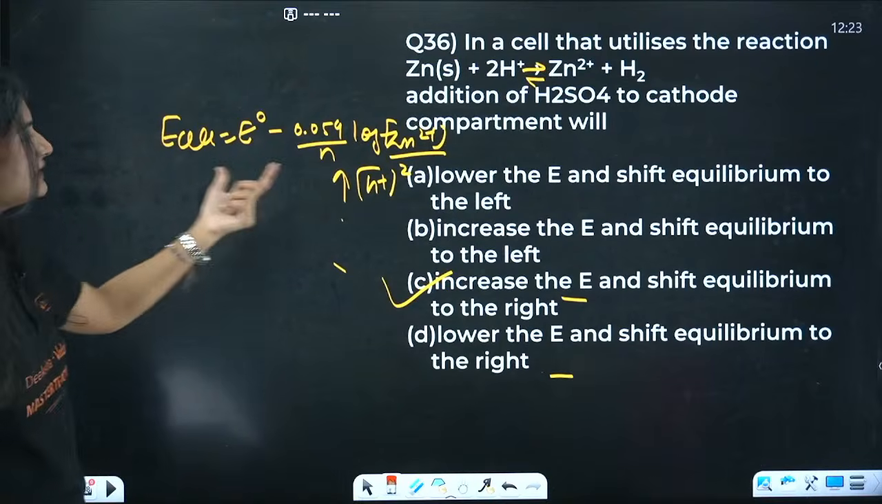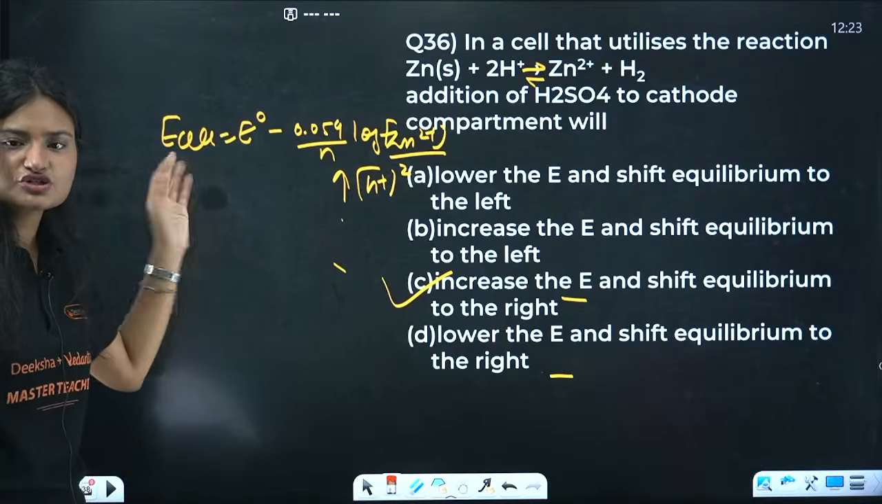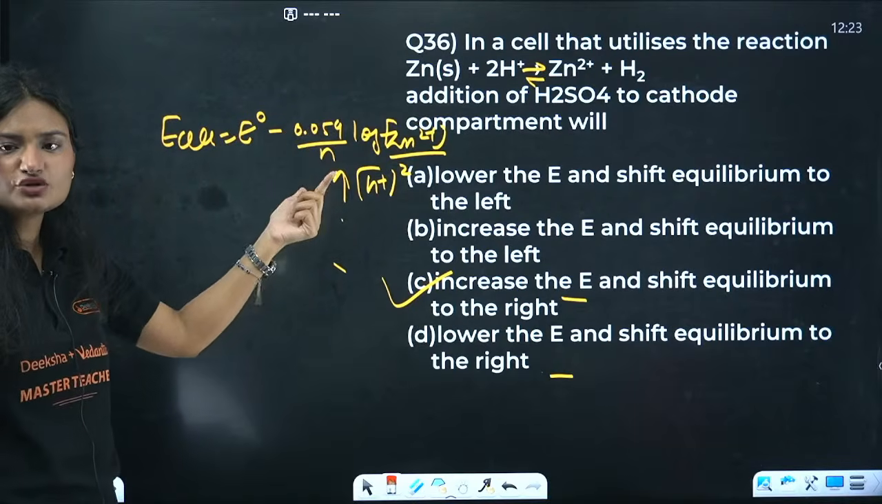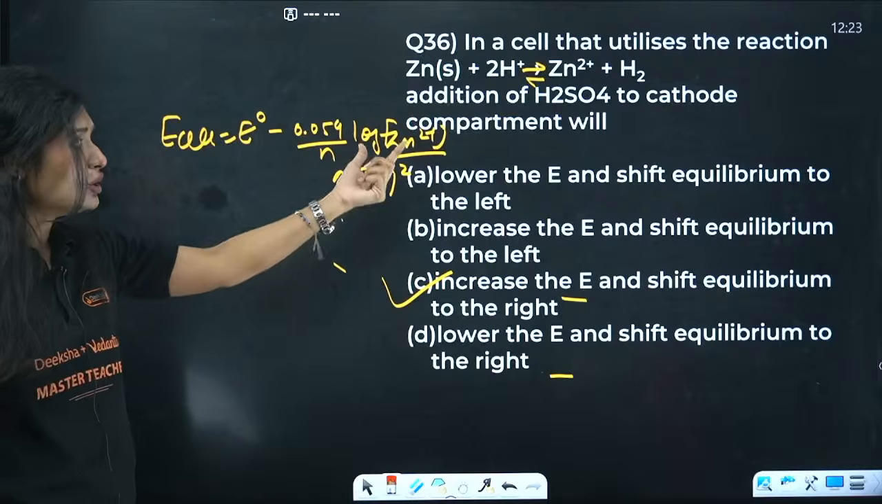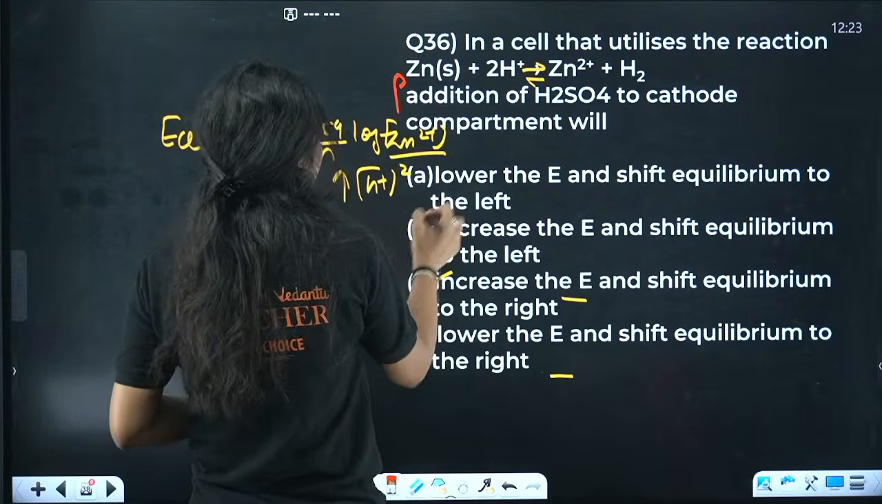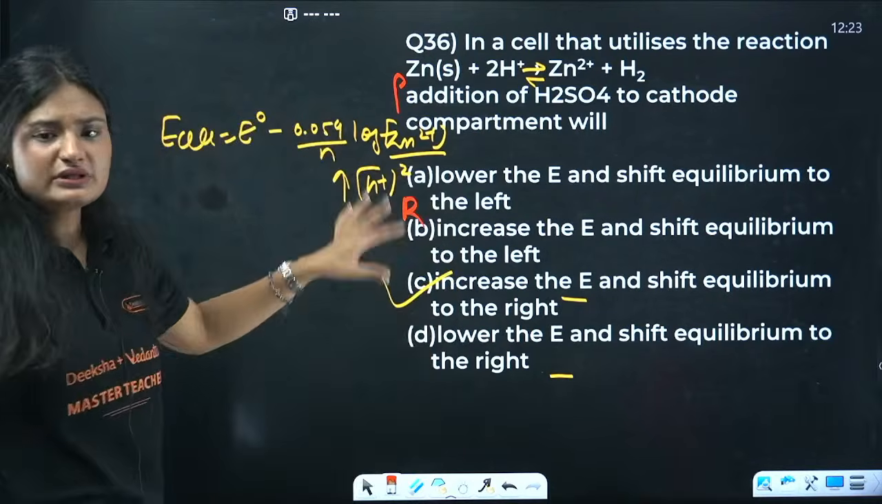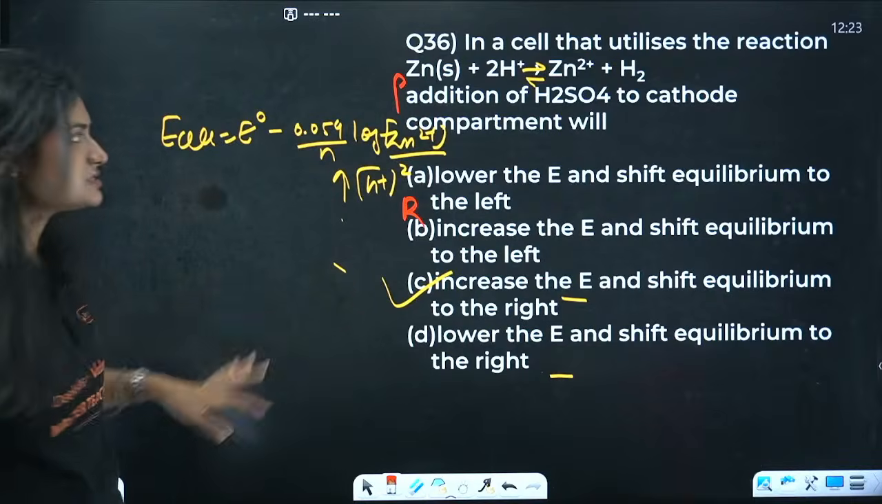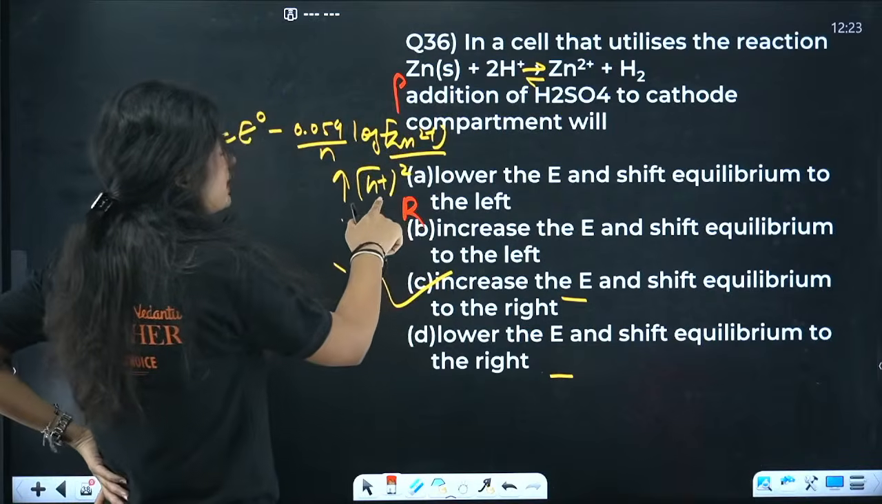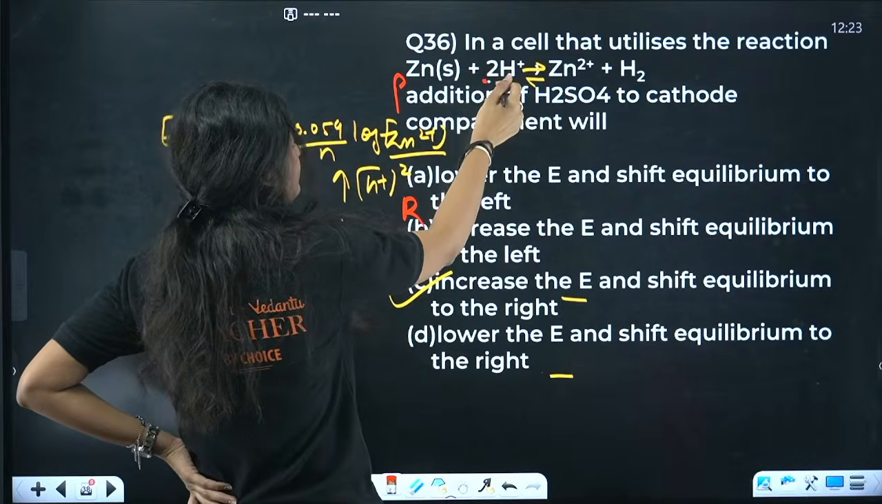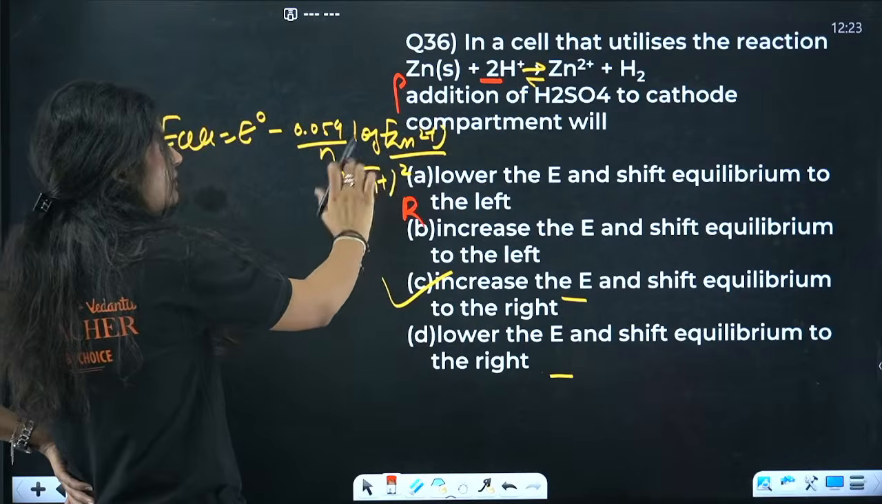So whenever you are doing these kind of questions, write this equation: E cell equals E naught minus 0.059 by n log of product upon reactant. Okay, very simple. One step you'll write it and then you'll know all your answers. See, zinc positive upon H2, H positive square. Whatever be the stoichiometry, it will go in the power.